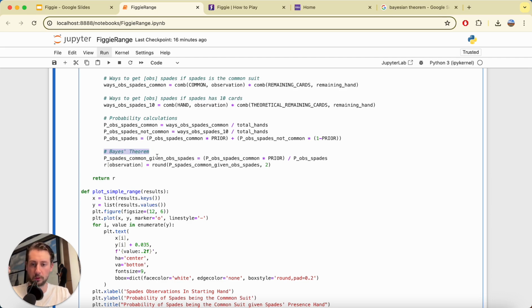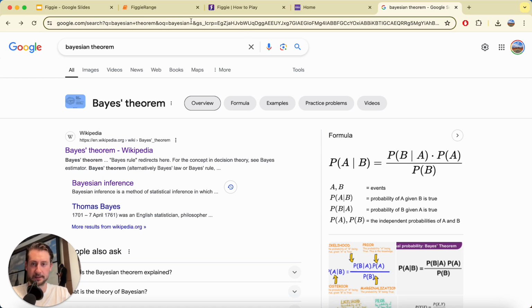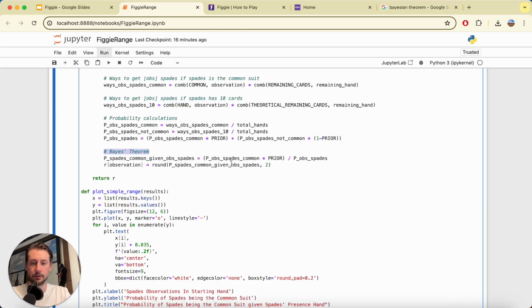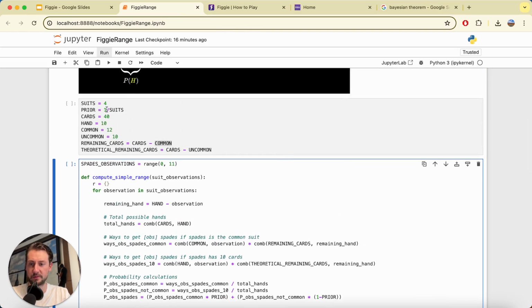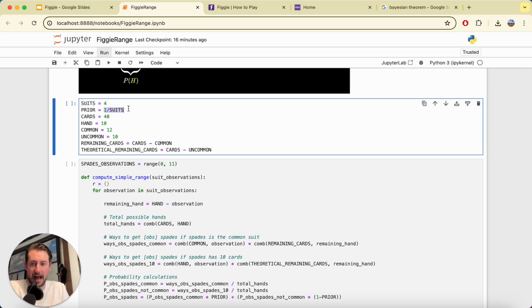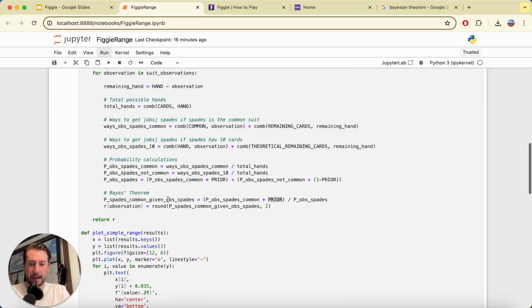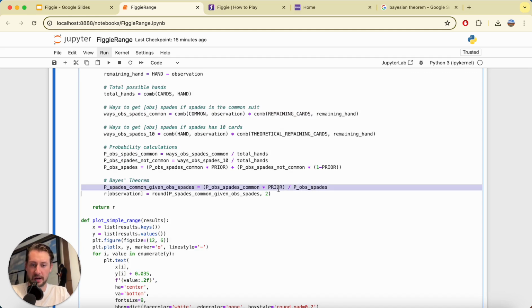What we need for Bayes' theorem is basically what we were seeing here. We essentially need to get our prior. The prior is pretty simple. The prior is simply the 25% probability of having spade as a starting suit. And then we're going to weight this prior. This is the whole point of Bayes' theorem. Bayes' theorem helps us figure out how to update our belief in light of new evidence.